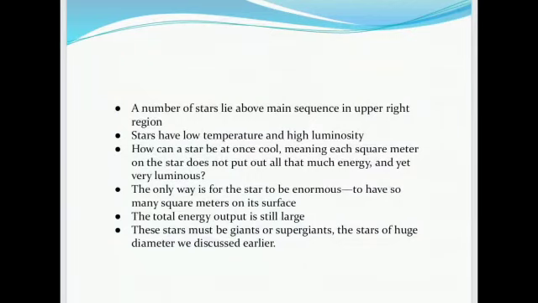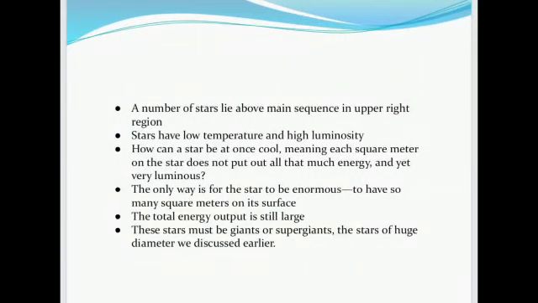So in this portion, the stars have low temperature and high luminosity. And here a question comes: how can a star be at once cool? Each square meter of the star doesn't provide that much energy, but still it is luminous. That means the star is cool and is still maintaining its luminosity.